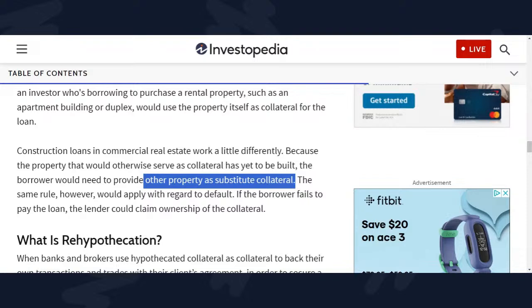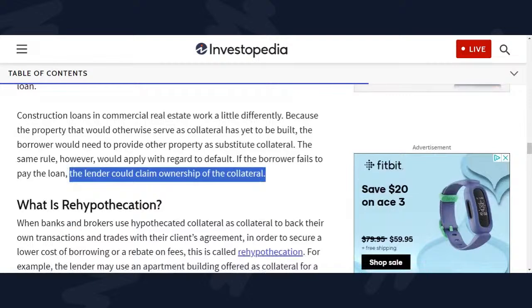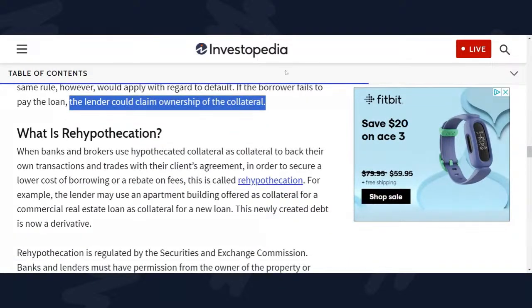The same rule, however, would apply with regard to default. If the borrower fails to pay the loan, the lender could claim ownership of the collateral, not the asset. The collateral, not the asset. The asset is the physical form. The collateral is the documentation. Oh, here we go. Just like we spoke on reinsurance, and I told you earlier about rehypothecation. Here we go. They're going to talk about rehypothecation.